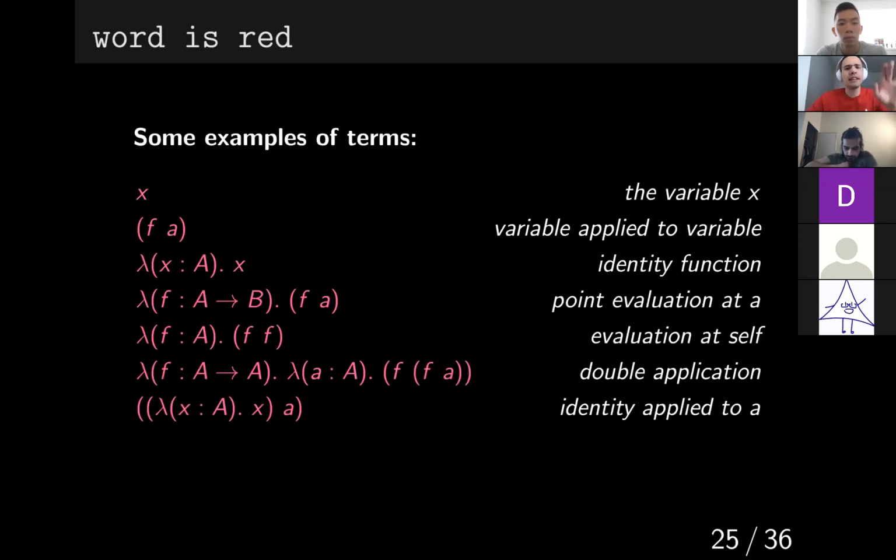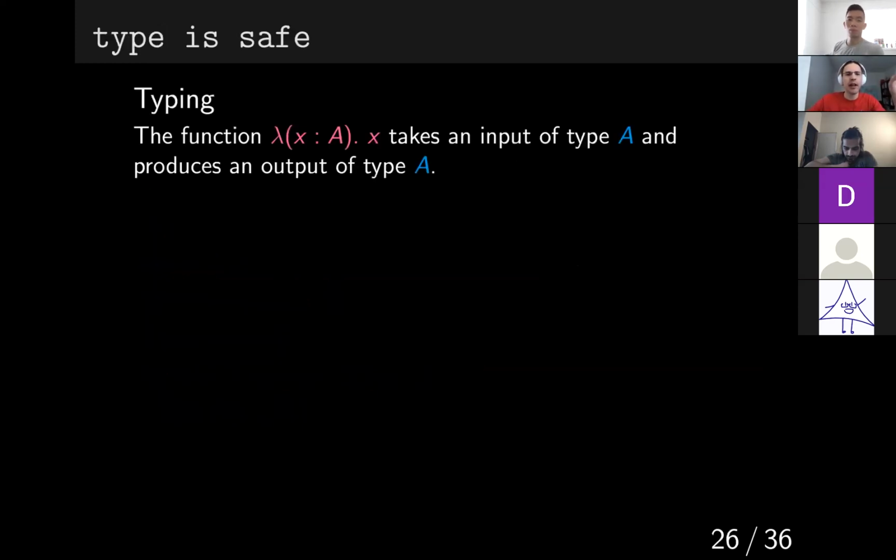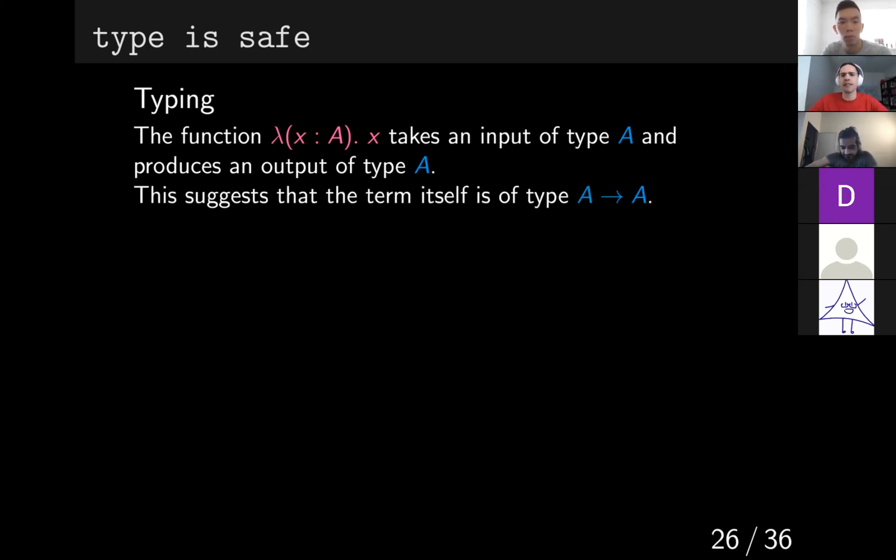Now, where are types coming into this? Well, if I look at the identity function, this says that the input ranges over terms of type A, and then the body of the function is just x, and this x refers to something of type A. So this suggests that the function takes something of type A and produces something of type A. And so that suggests that this function should have a type itself, and that type itself should be A to A. It's a function from A to A.